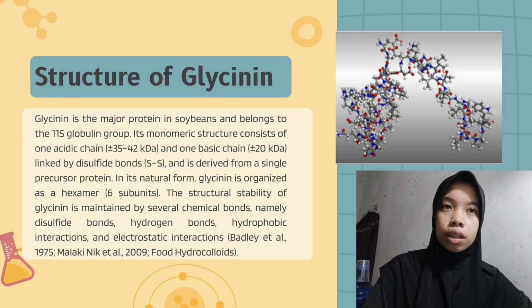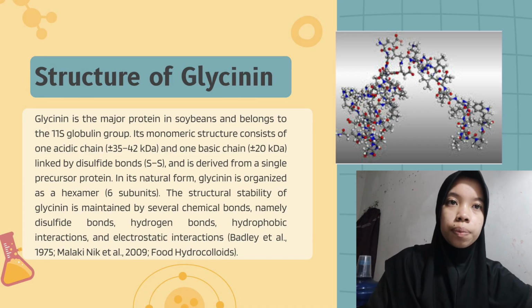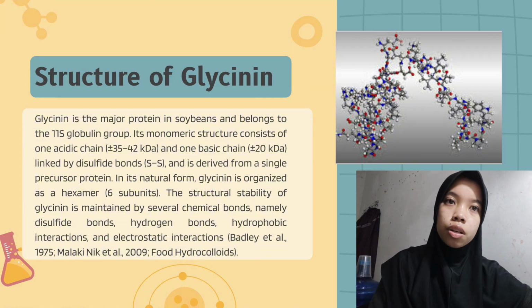Its monomeric structure consists of one acidic chain of about 35 to 42 kilodalton and one basic chain of about 20 kilodalton, linked by disulfide bonds S-S, and is derived from a single precursor protein. In its natural form, glycinin is organized as a hexamer, or 6 subunits. The structural stability of glycinin is maintained by several chemical bonds, namely disulfide bonds, hydrogen bonds, hydrophobic interactions, and electrostatic interactions.